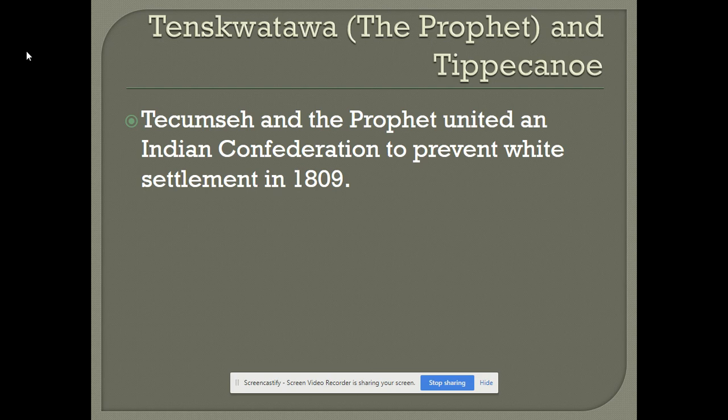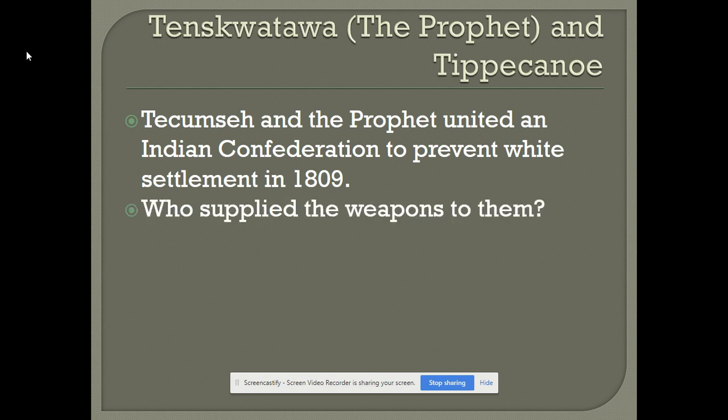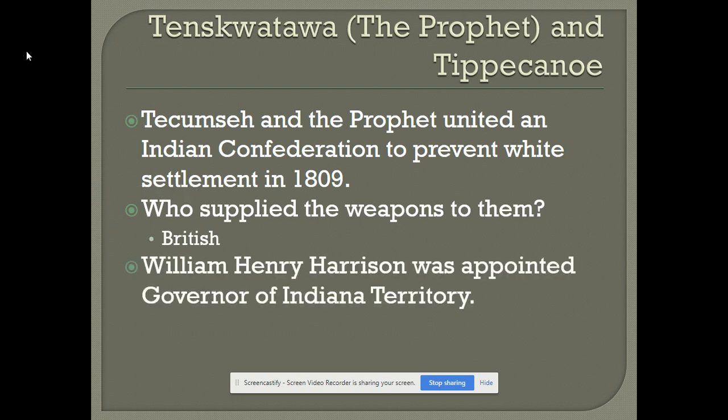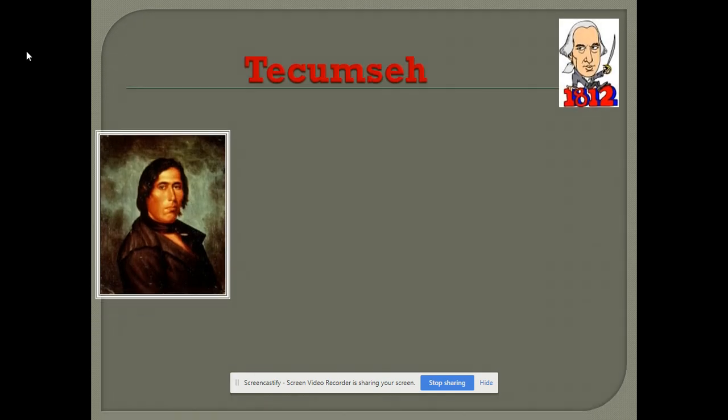And he gets the nickname Old Tippecanoe from what actually happens. And so Harrison is wanting to stop this Native American Confederation. And so he marches on Prophetstown. Now, I want to show you a picture. Here's Tecumseh. This is a most famous painting of him.